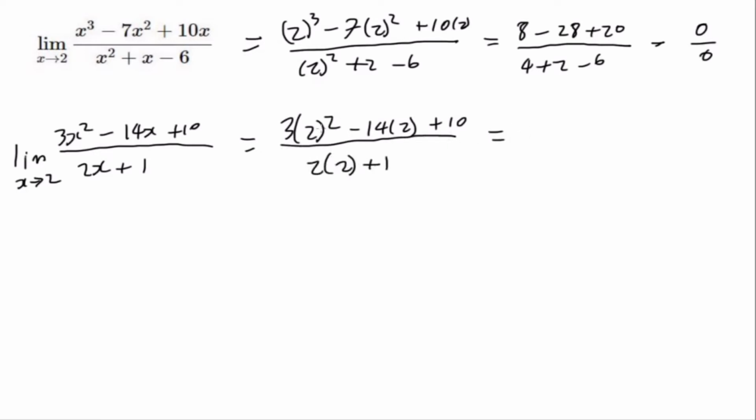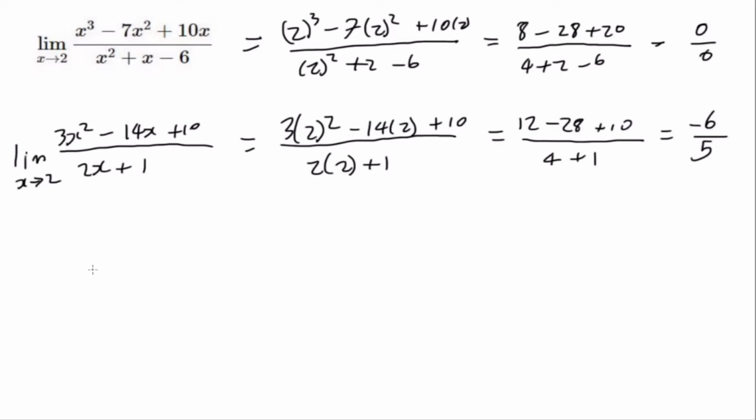So we get 2 squared, which is 4, times 3 gives you 12, minus 14 times 2 gives you minus 28, and plus 10 on the end, all over 2 times 2, which is 4, plus 1 gives you 5. I'll actually write that split up because we wrote the top one split up. So this gives you, 12 and 10 gives you 22, and then minus 28 gives you minus 6, over 4 plus 1 gives you 5, and that is your answer for the first question.